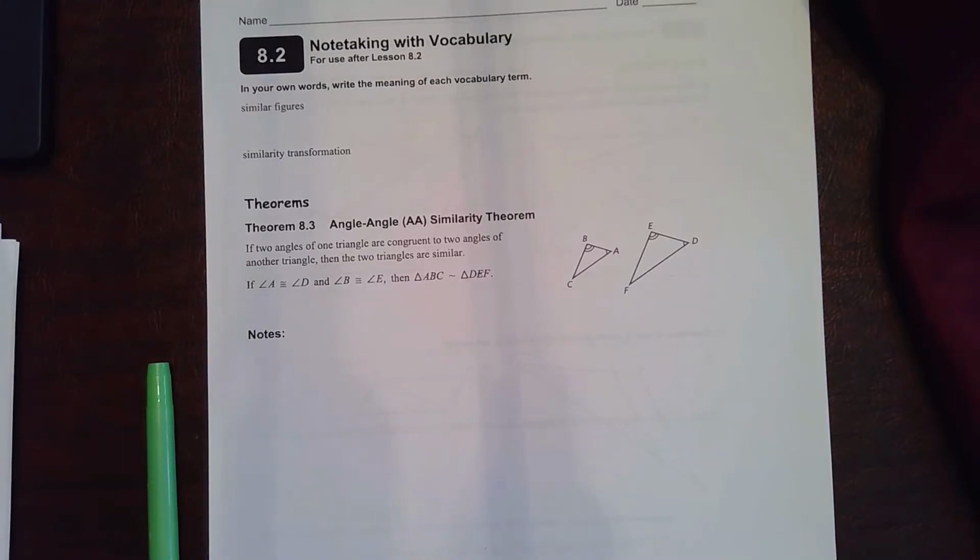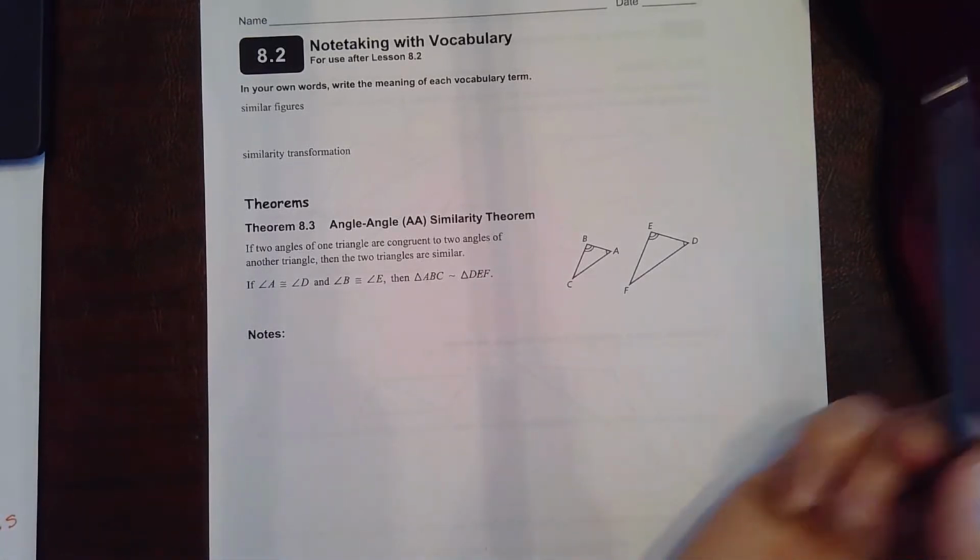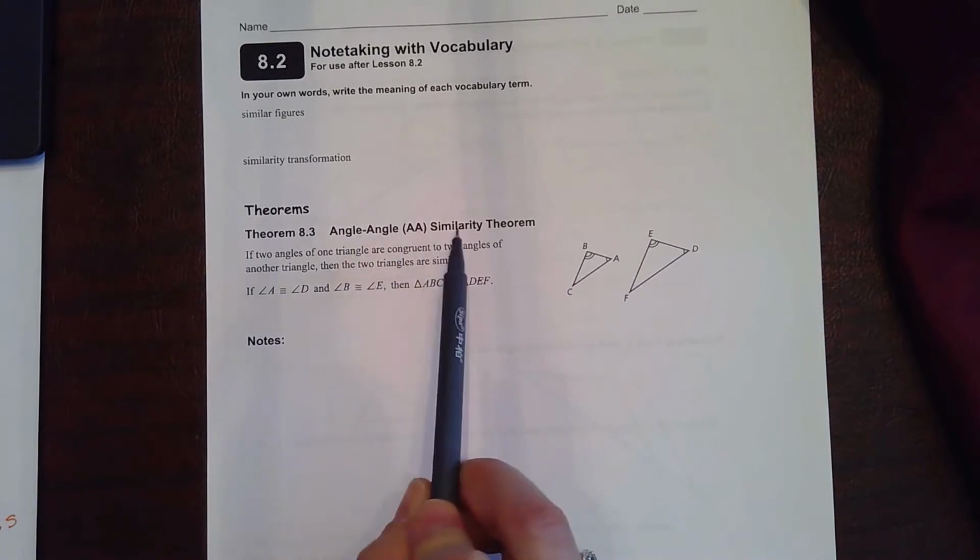Welcome back, geometry students. We are on lesson 8.2 in our similarity unit on page 228. We're going to get into proof writing today and do a little bit more with proving triangles are similar and so forth. The first thing we're going to talk about is the angle-angle similarity theorem.